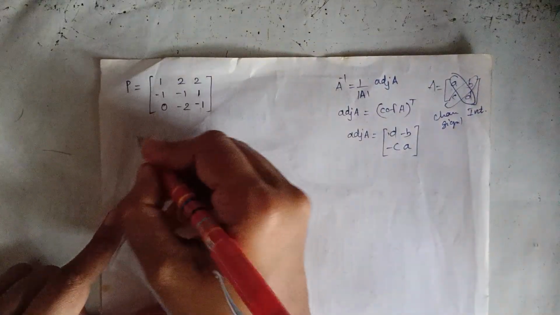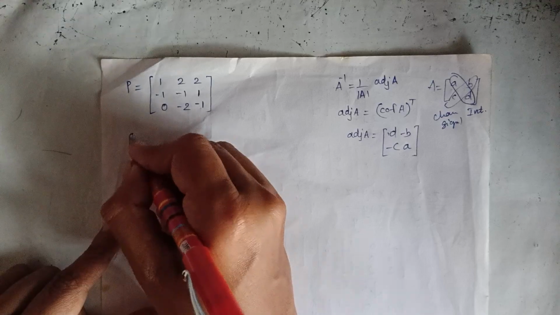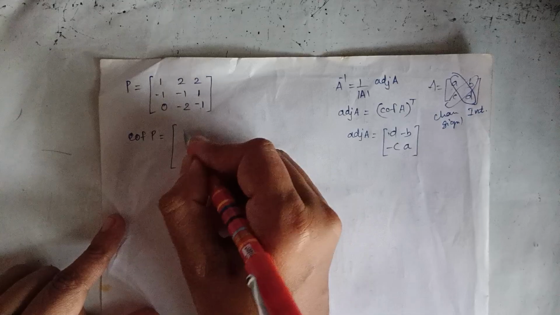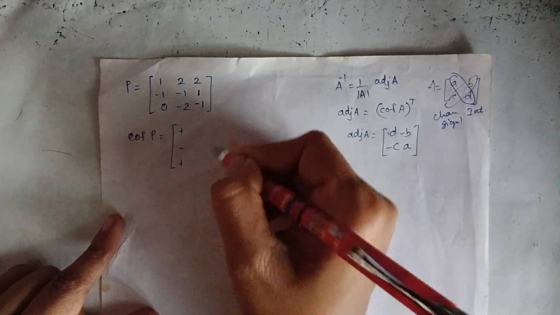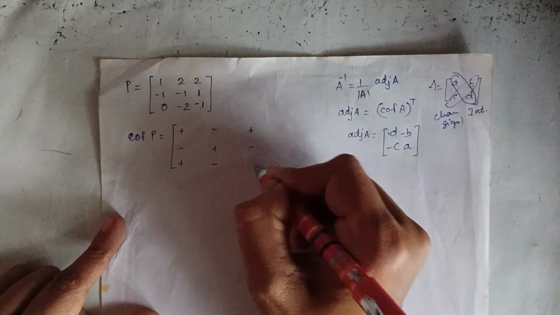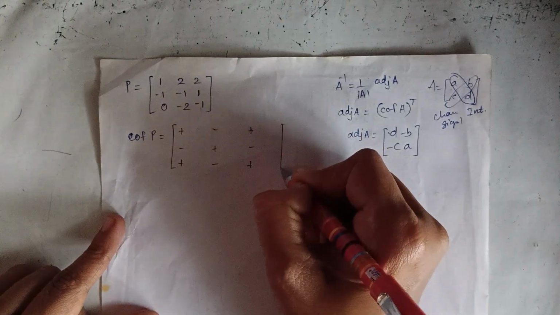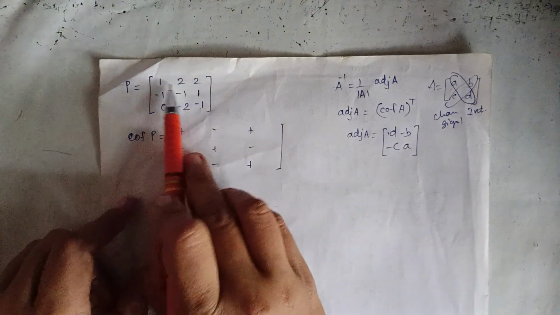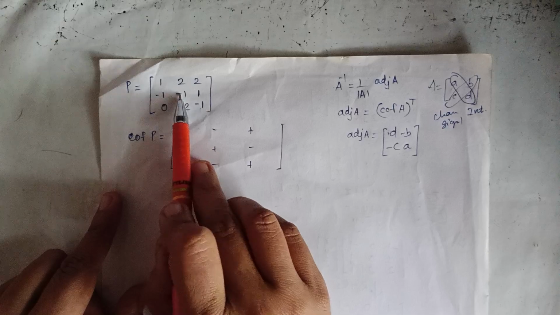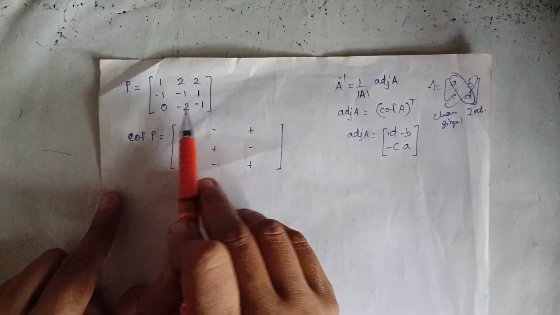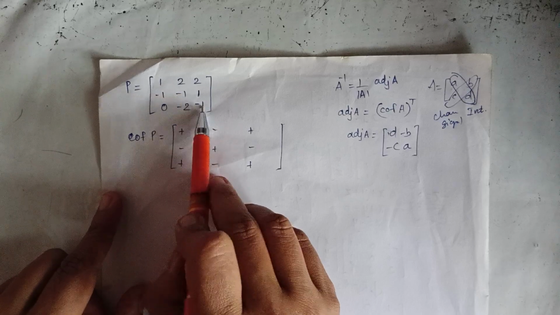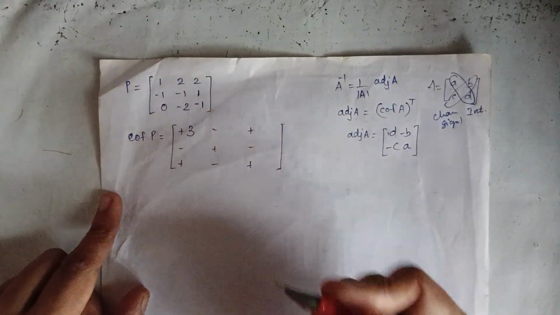So I'll just write our cofactor matrix of P. First, you have to put the signs: plus, minus, plus, minus, plus, minus, plus, minus, plus. Now you have to see the corresponding minor matrix. So take the determinant, 1 minus of minus 2, so 1 plus 2, 3.